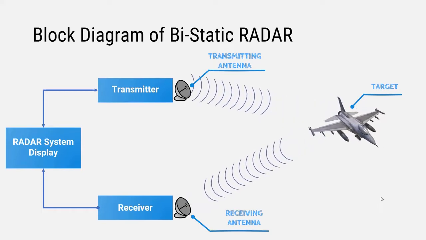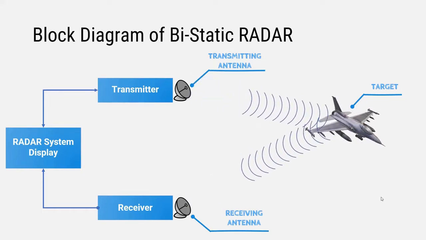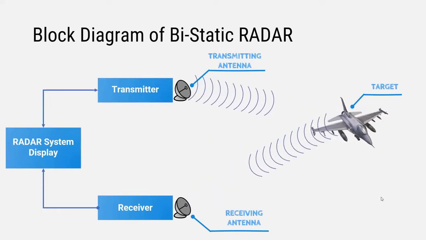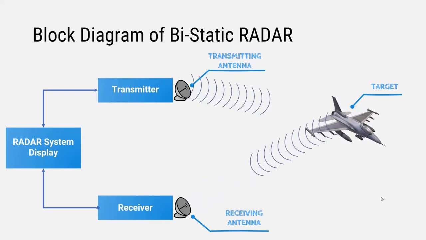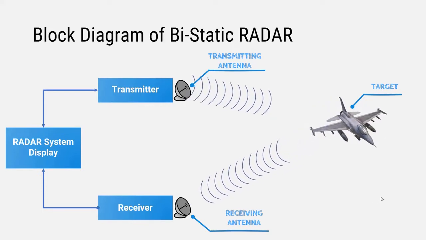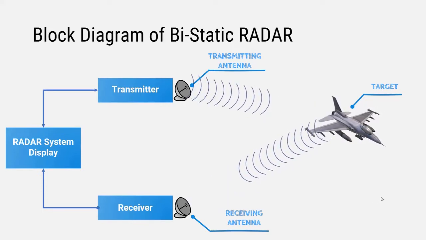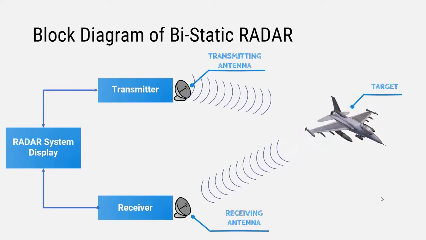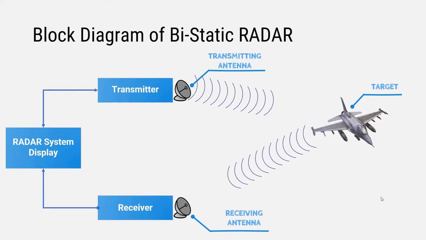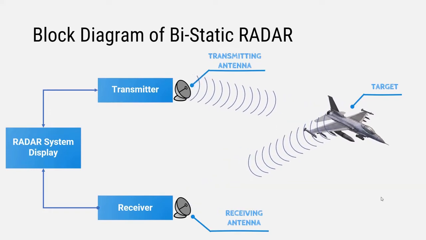So this looks like a simple system compared to the monostatic radar systems, as there is no complex logic involved to create the separation between transmitting signals and receiving signals. This is the basic block diagram of bistatic radar system. Now we will see some basic differences between monostatic and bistatic radar systems.